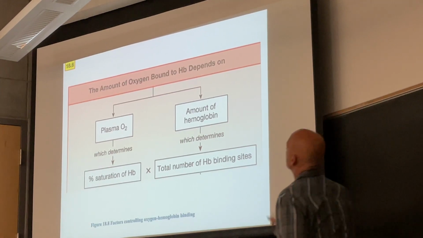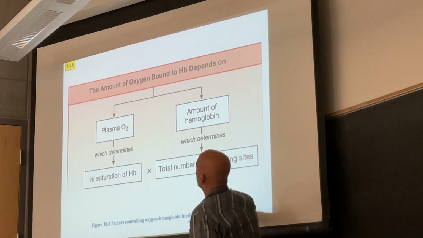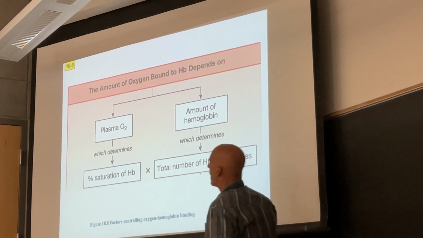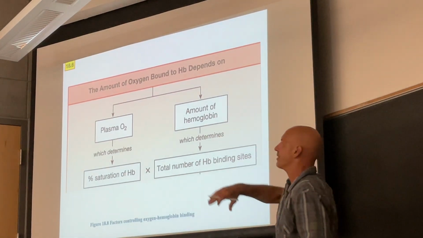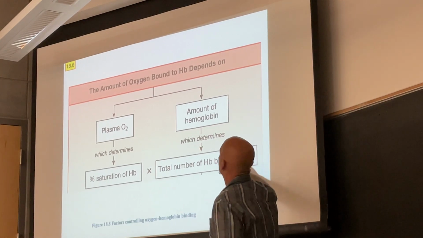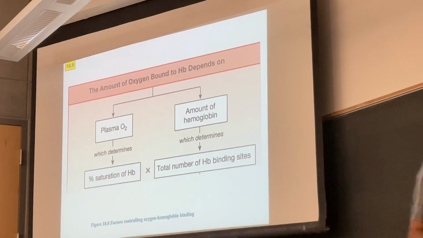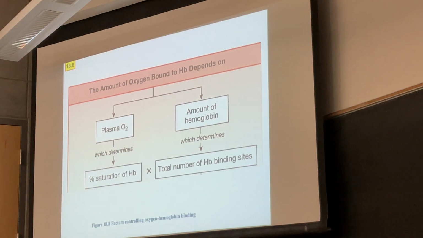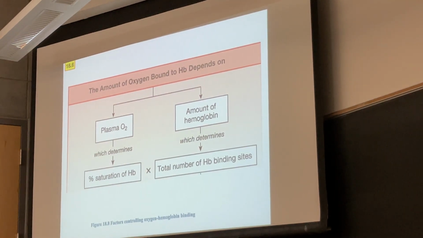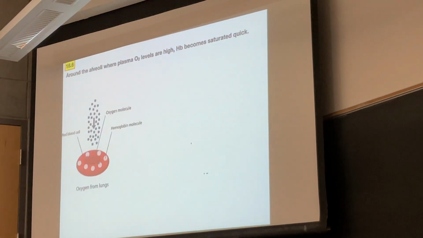So the amount of oxygen bound to hemoglobin is going to depend on this plasma oxygen, which was determined by the concentration gradient. And then the amount of actual hemoglobin, which we're not really going to cover so much, but that's also going to determine the amount of oxygen. So here's what we're going to see.